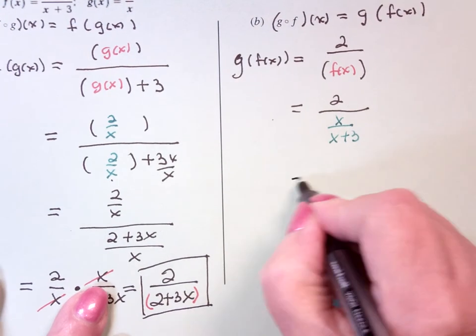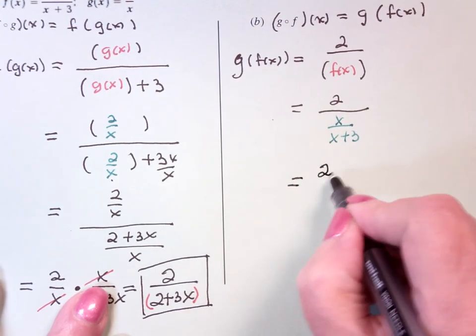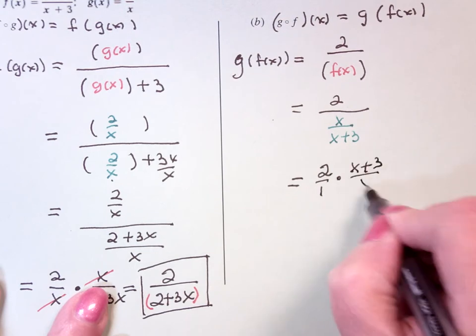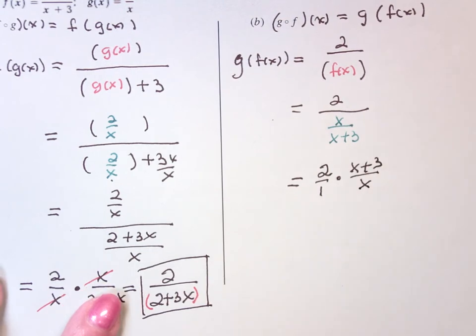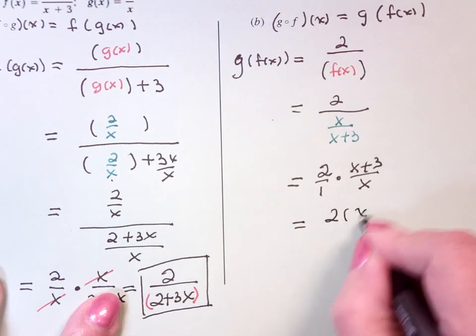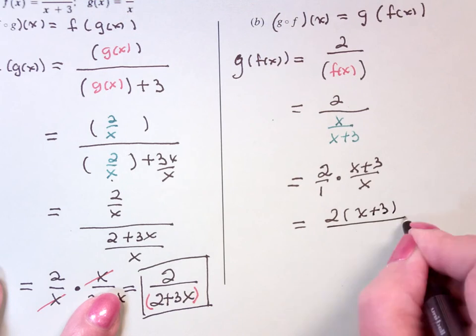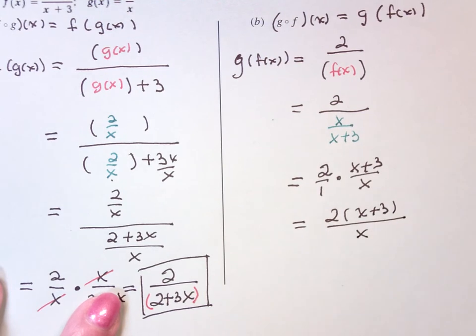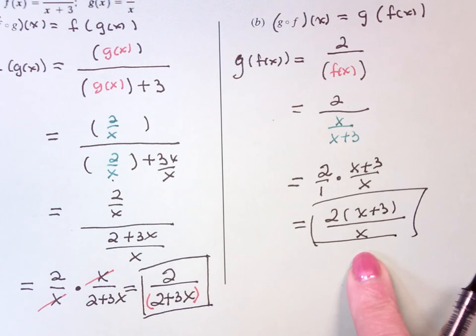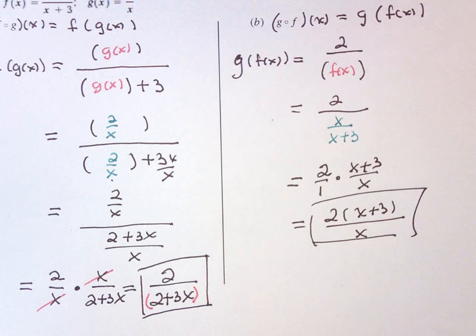And now you invert and multiply, so you have 2 over 1 times x plus 3 over x. And you're left with 2 times x plus 3 over x. And in this particular case, x cannot be 0. So we worry about the end, not the beginning, at least not in this class.